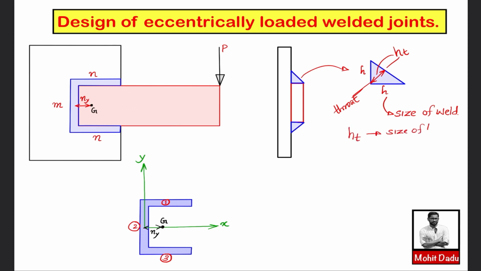So ht is actually the size of the throat section, and there is a relation between this ht and h. Usually ht will be taken as 0.707 times h. That means h is greater than ht, and this ht will be used for all design, but usually we will have to find the value of the size of the weld. So for that you can use this relation.